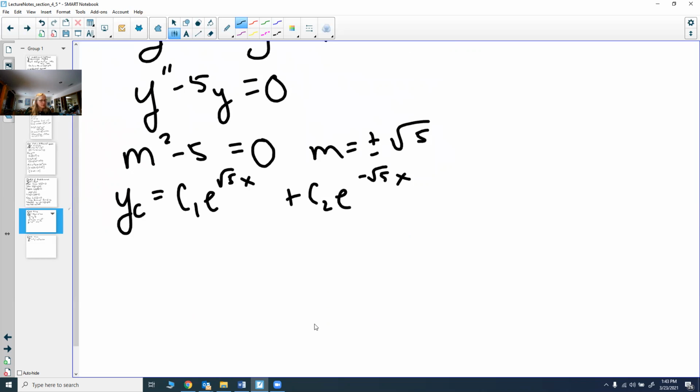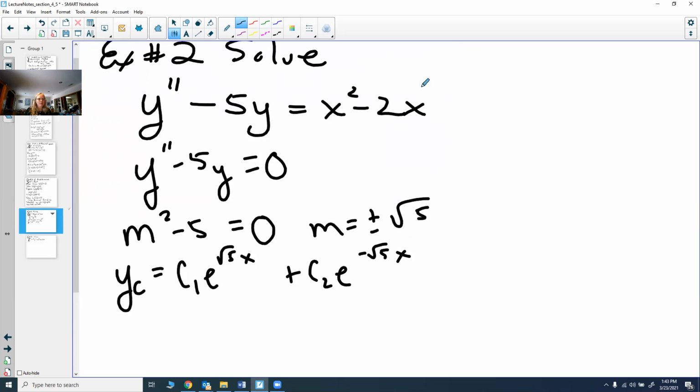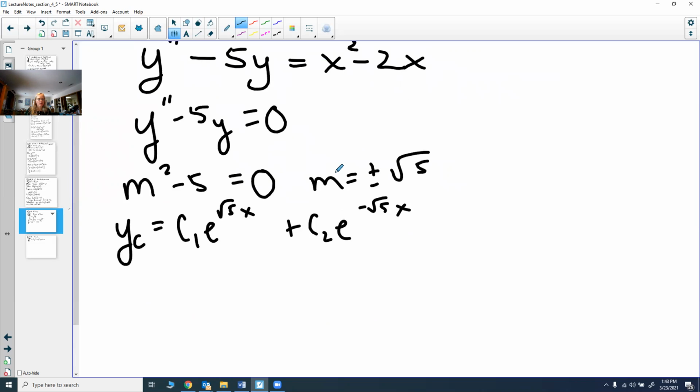So what we now need to do is figure out what annihilates my g of x, what annihilates x squared minus 2x. Well, looking at this, x squared would be eliminated by the third derivative. So D cubed of x squared minus 2x does in fact annihilate that, gives me 0. Okay.